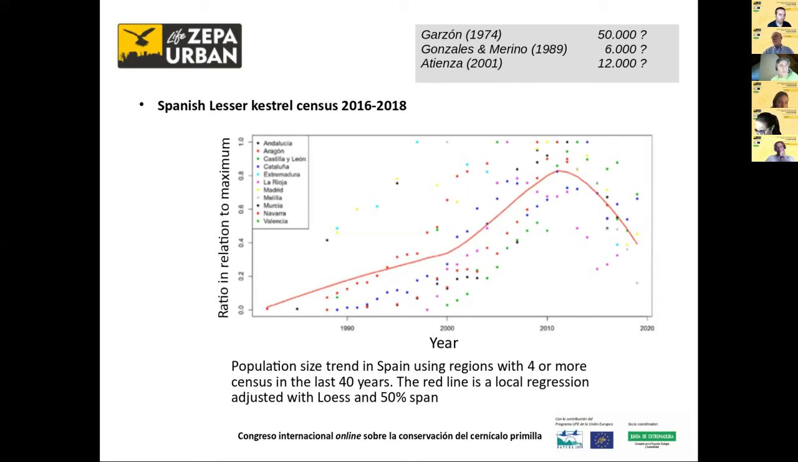So we can probably consider that in 1989, in the census carried out by González and Merino, the population was at its lowest level. And from then it has been increasing. And although it has been said that the population in general has been steadily increasing, what we find is that there was probably a maximum number of breeding pairs around 2010. And from then, the population has started again to decline quite dramatically.